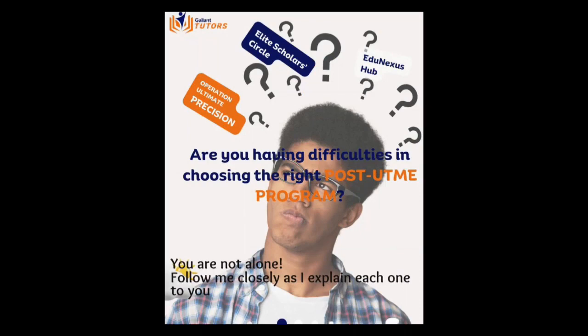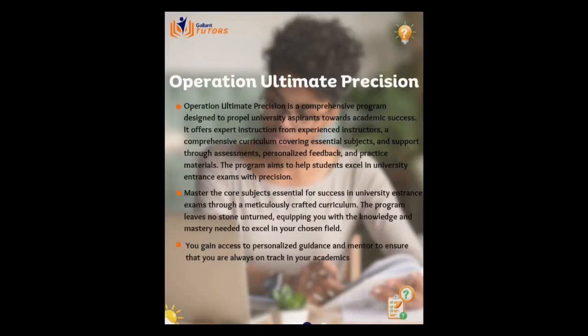Most of you have a problem identifying which one you should go for. Should I go for Elite Circle, or Operation Ultimate Precision, or Edu Nexus Hub? Just follow me, just focus on me. I'll start from the first one, Operation Ultimate Precision. This is meant for those of you who need special care, who need detailed guidance, someone who will follow you up number by number. This program is meant for you.